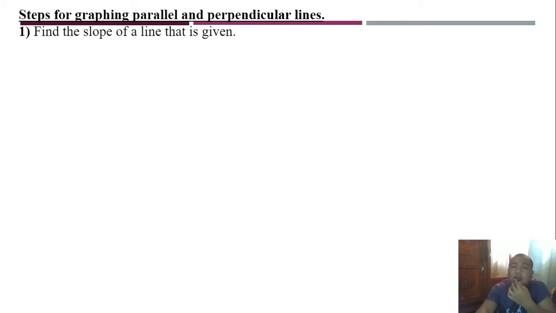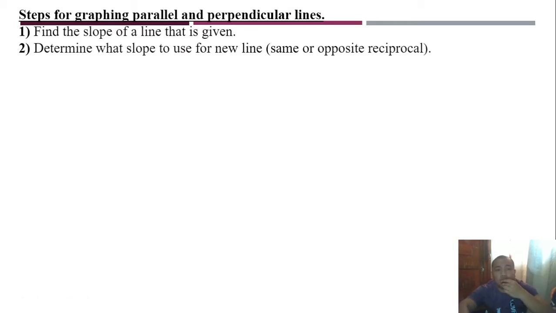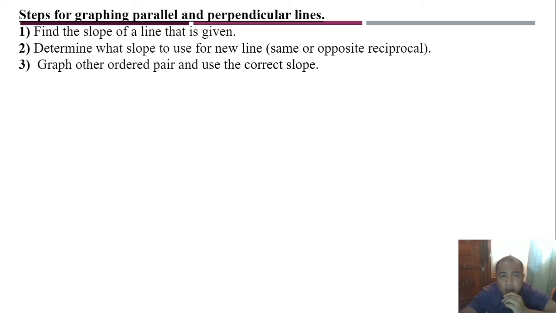Steps for graphing parallel and perpendicular lines. Number 1, find the slope of the line that's given. Number 2, determine what slope to use for a new line, same or opposite reciprocal. Number 3, graph the other ordered pair and use the correct slope.